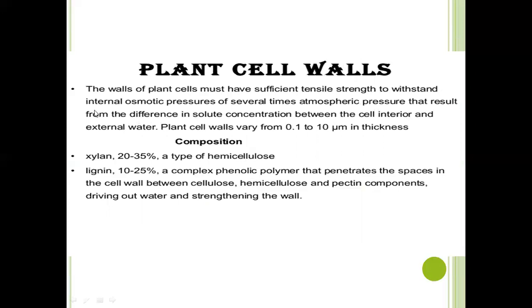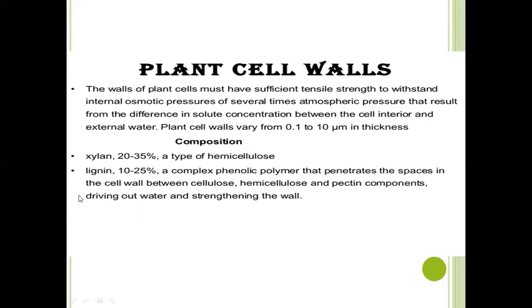Plant cell wall. The wall of plant cell must have sufficient tensile strength to withstand internal osmotic pressure of several times atmospheric pressure that result from the difference in solute concentration between the cell interior and external water. Plant cell walls vary from 0.1 to 10 micron in thickness.